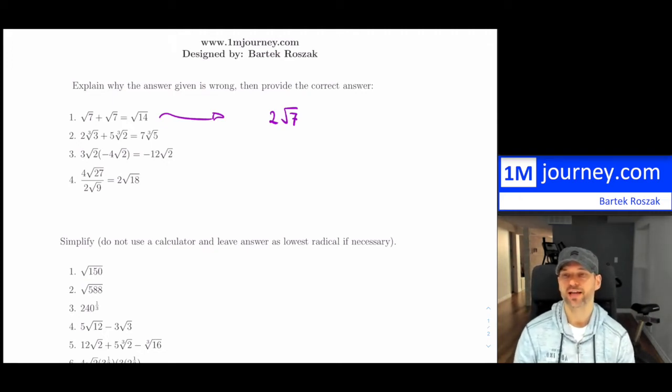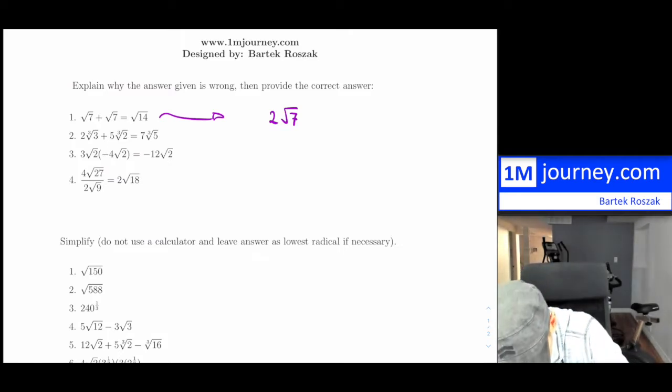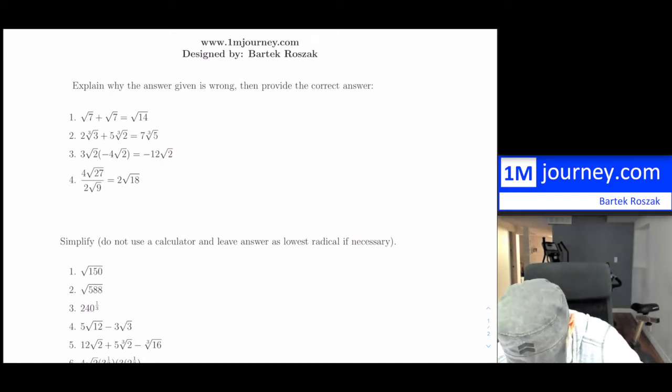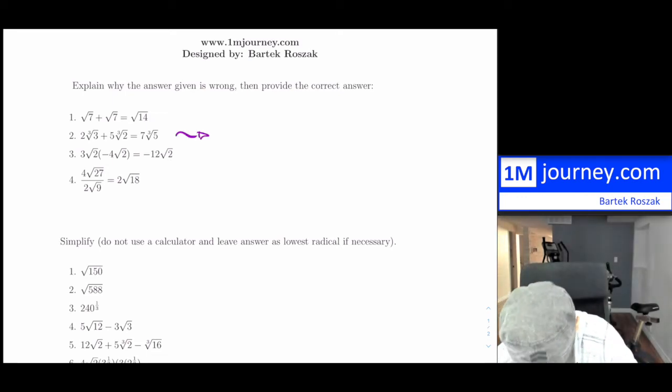So it looks like what they have done wrong is they probably just added the radicand. So they probably did 7 plus 7, and that would be 14, and that is incorrect. The answer is, it's because you have just a single 1 in here and a single 1. Okay, so that's the answer. So that's question 1. Question 2. Let's take a look at this one.